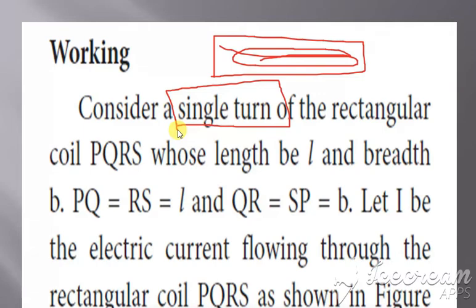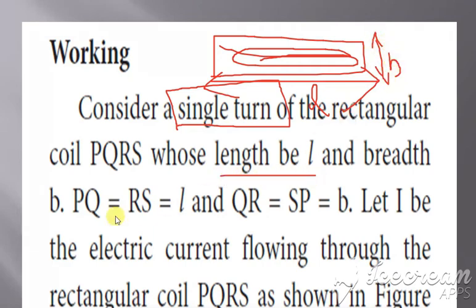Then whose length be L. ஸோ இந்த காயிலில் இதோட லென்த் என்னவா வச்சுக்கிறோம்? L-ன்னு வச்சுக்கிறோம். இதோட பிரெத் என்னவா வச்சுக்கிறோம்னா B-ன்னு வச்சுக்கிறோம். ஓகே, whose length be L and breadth be B. So that PQ is equal to RS is equal to L. So this is P, this is Q. So PQ is equal to RS. So PQR, this is S.